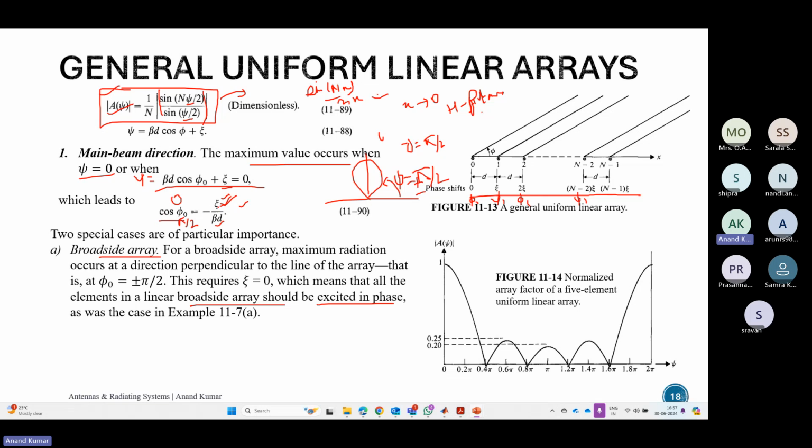cos phi equals minus xi by beta d, and for broadside array, we have the main beam at phi equals pi by 2, and substituting that into this expression, we end up with xi equals 0. So this means that for broadside array, the xi has to be 0. And if xi is 0, it implies that all the elements are excited in phase.